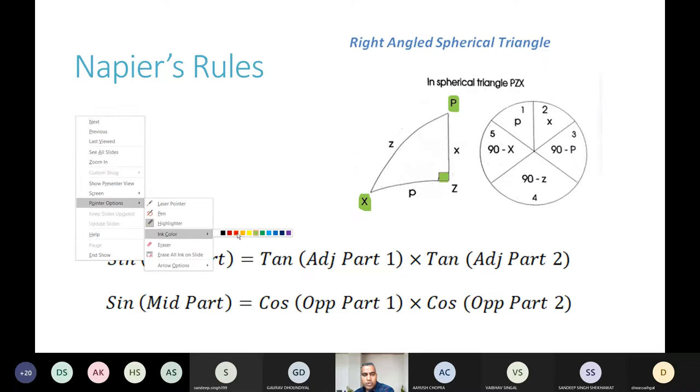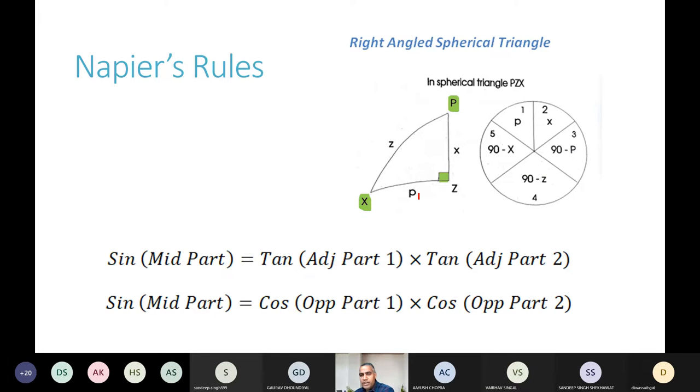So what is the first part which you want to find out? Any one part you can tell me. So small z. Okay, so this is small z which we want to find out. What I want to find out I have highlighted in red color, and what we know I have highlighted in green color.